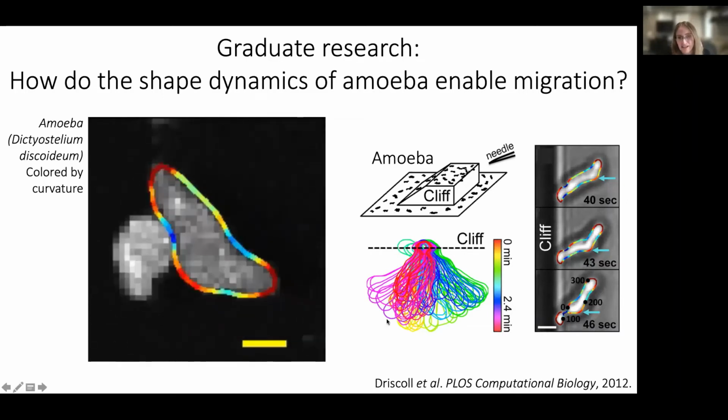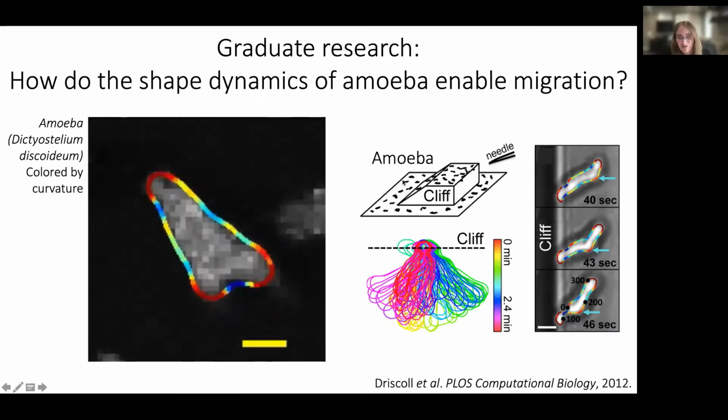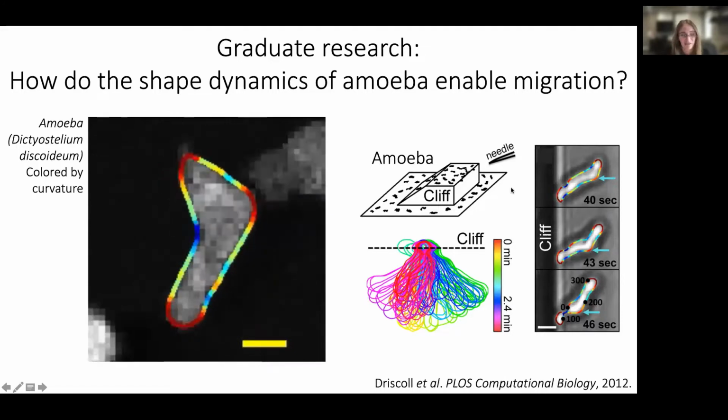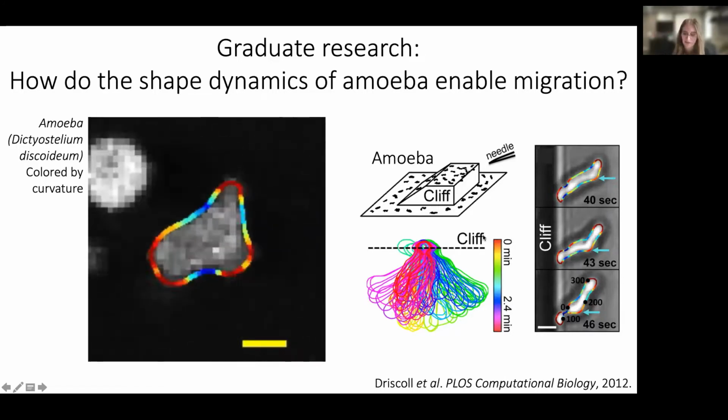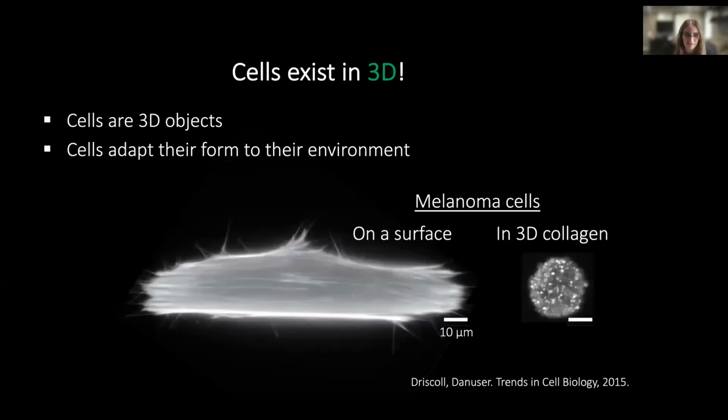So instead, I imaged cells on strange three-dimensional environments like cliffs. I tried to drive them off the edge of a cliff. But as a postdoc, I really wanted to be able to study cells in 3D because cells are fundamentally 3D objects, right? So we want to be able to image them in 3D. And also cells adapt their form to their environment.